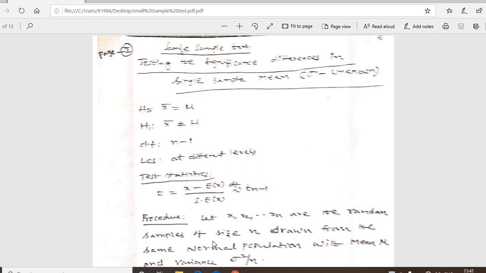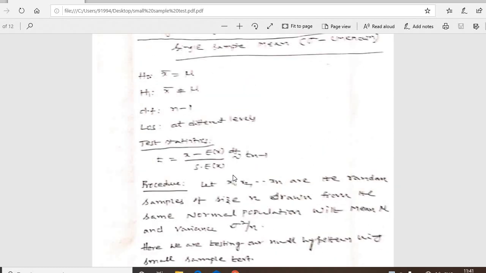So, hello friends. Today we discuss testing the significance difference in the single sample mean when sigma is unknown. Already this procedure is discussed in the previous class. So, this is the procedure.